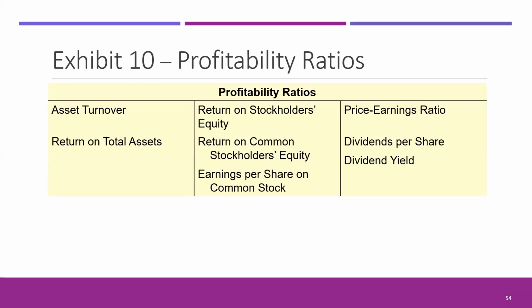And so we have asset turnover and return on total assets. These are asset efficiency ratios. And then we have return on equity metrics, such as return on stockholders' equity, return on common stockholders' equity, so excluding the preferred shareholders, and then earnings per share on common stock. Then we also have price to earnings ratio and dividends per share, and then dividend yield as investment metrics as well.